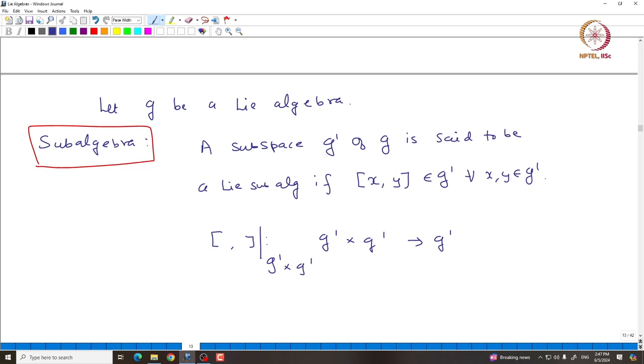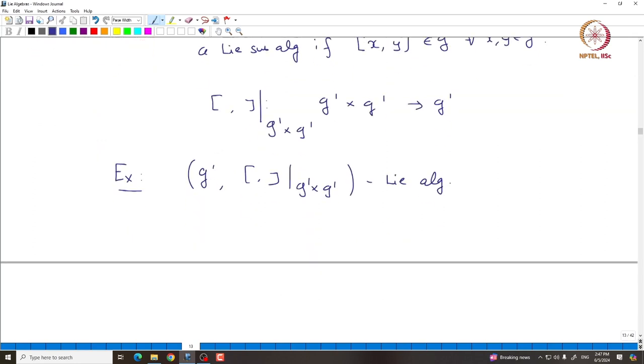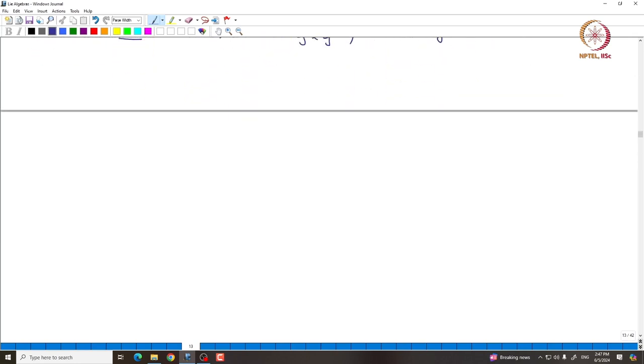Now one can easily check, this is an easy exercise, that G' with respect to this restricted map is indeed a Lie algebra itself, which is also called a Lie subalgebra of G. We will be interested in various Lie subalgebras of a given Lie algebra. Before that we need to define the most important object called ideals.